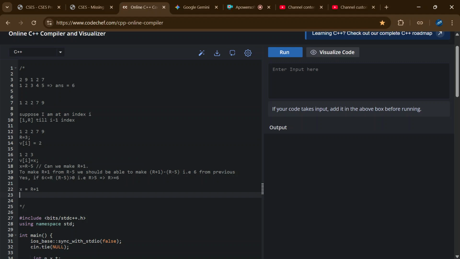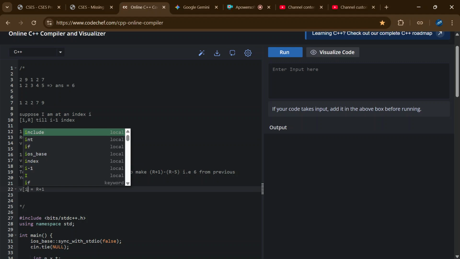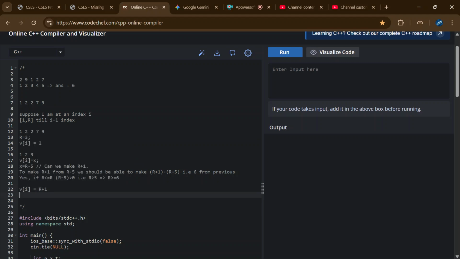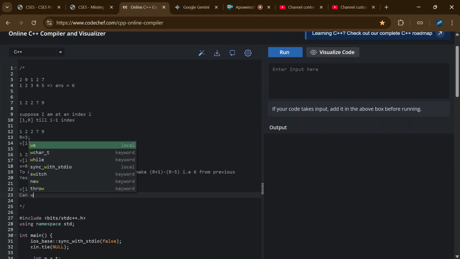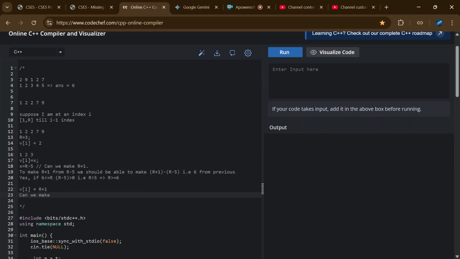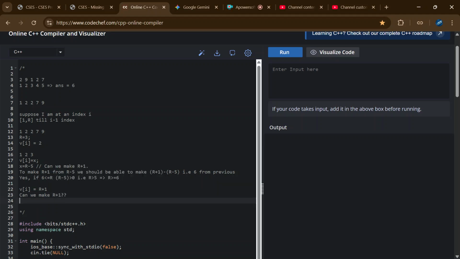If v of I is r plus 1, can we make r plus 1, since we can make from 1 to r?